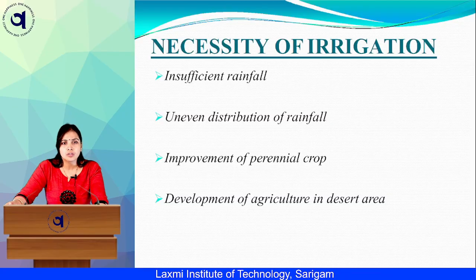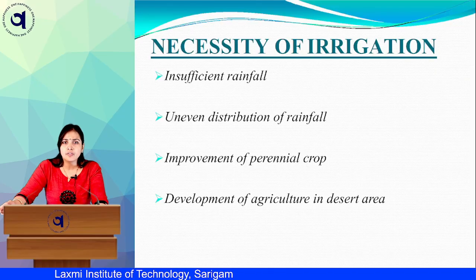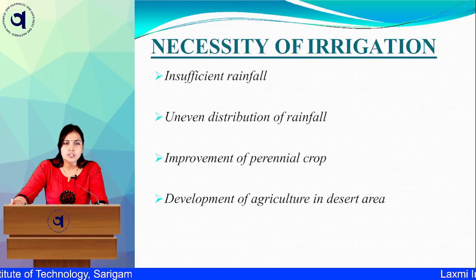Uneven distribution means, like in Rajasthan you may have 50 mm of rainfall, and in Gujarat you are having 100 mm of rainfall, and somewhere in the country we do not have even 10 mm of rainfall. So this is a totally uneven distribution of rainfall. Then improvement of perennial crops. What do you understand by perennial crop? We have the Kharif season and the Rabi season. Kharif season is in the monsoon and Rabi season in the winter.